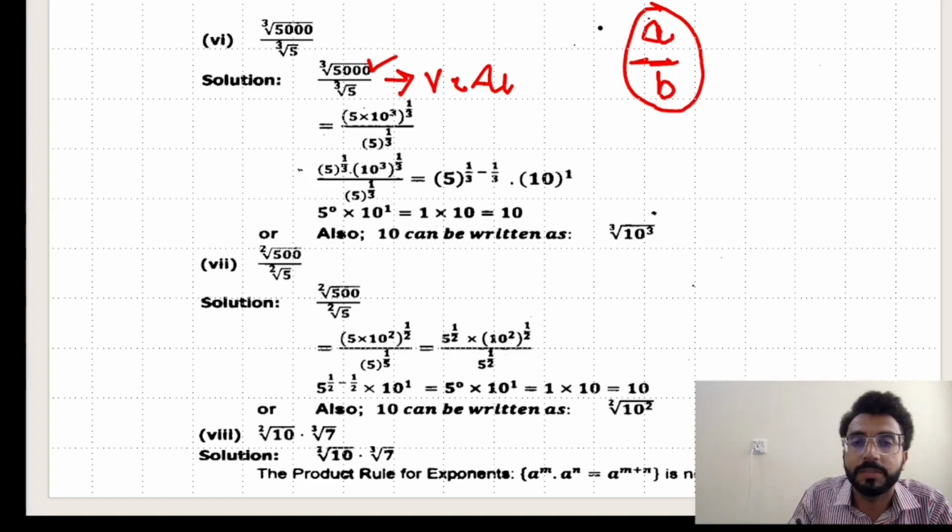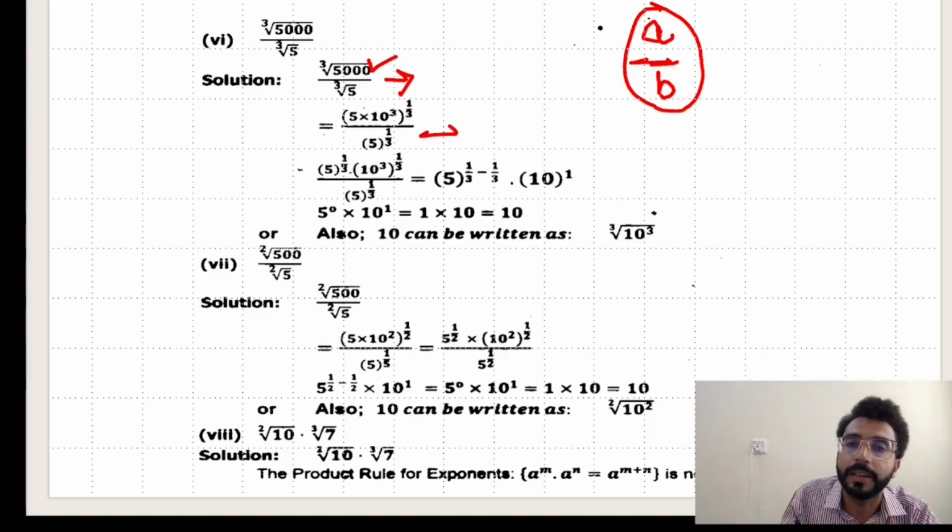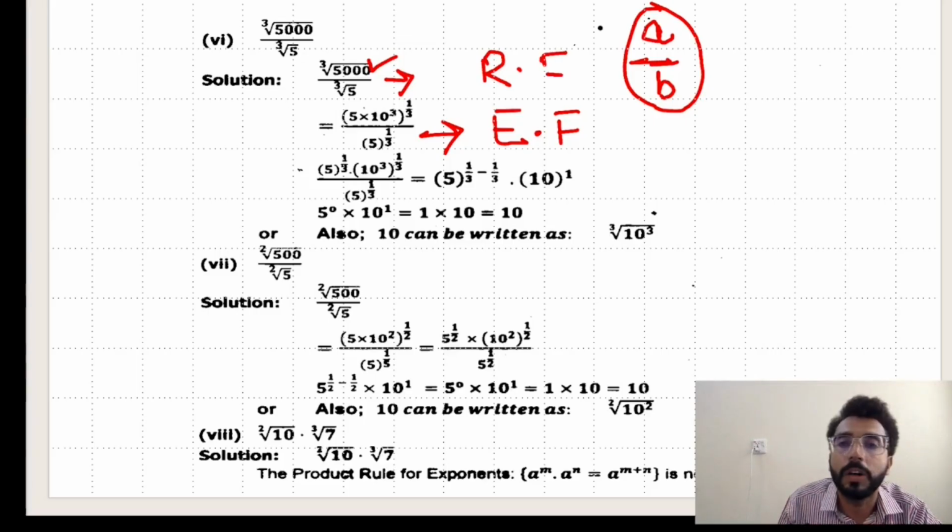My pen tablet is not working properly today, I am facing difficulty in writing. So the radical symbol is simply whenever the square root, cube root and nth root are given. When it is in the form of power, this is our exponential form. I can write in short form: E for exponential, F for form. This is the exponential form, or this is our radical form. R is for radical and F is for form. This is our radical form, this is our exponential form.